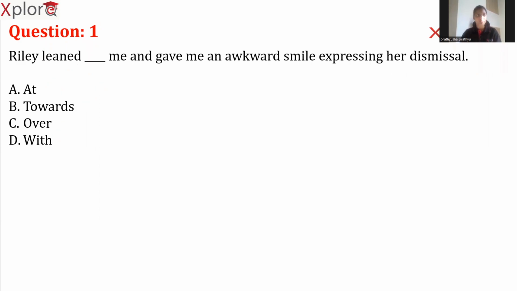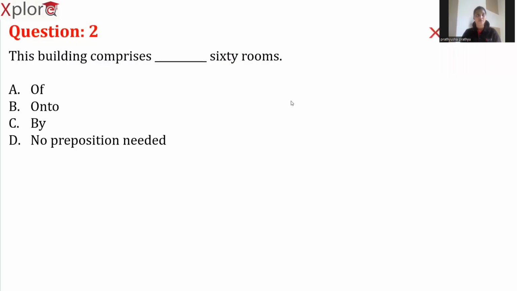Now let's move to the next question. This building comprises blank 60 rooms. Options: of, onto, by, no preposition needed. If I'm not wrong, most of the people choose option A as the answer. Because whenever we frame sentences in spoken or written English, this is the most common mistake we tend to make. It comprises of 60 cards in it, or this computer comprises of many features in it. We always say comprises of.